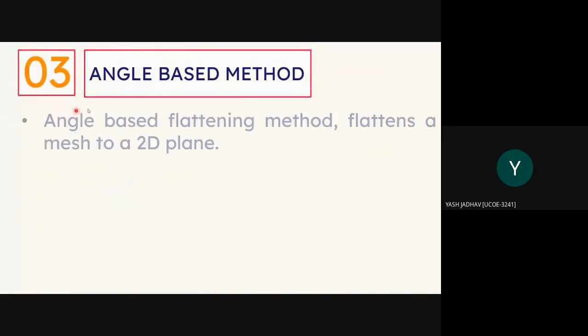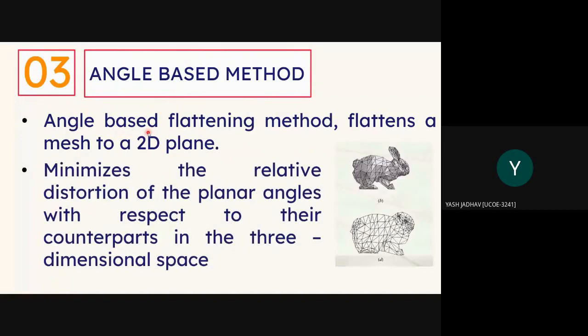Third one, angle-based method. The angle-based flattening method flattens a mesh to a 2D plane and also minimizes the relative distortion of planar angles with respect to their counterparts in three-dimensional space, as you can see in the diagram. Next slide.